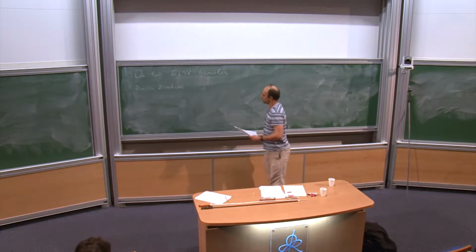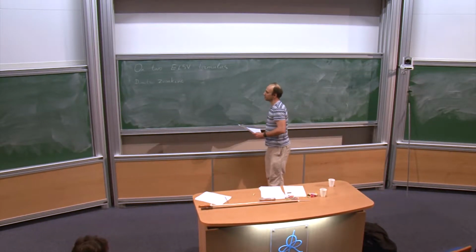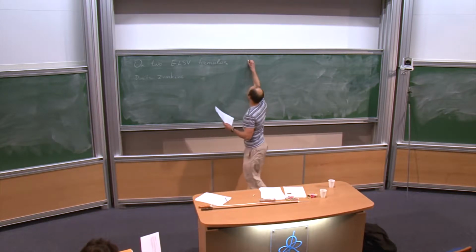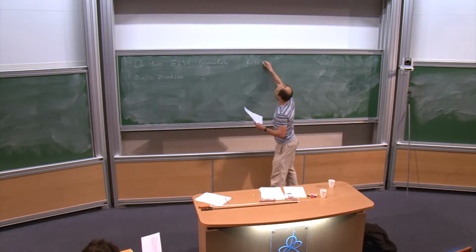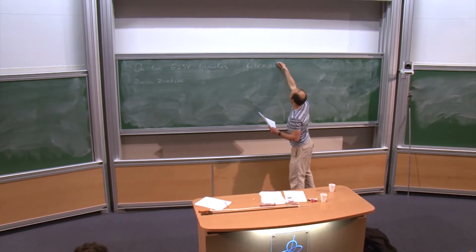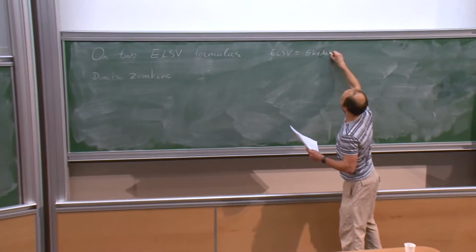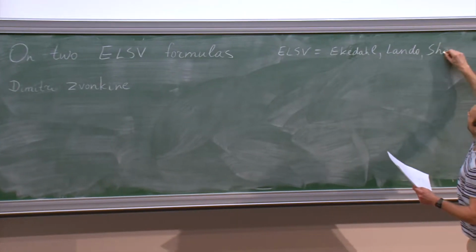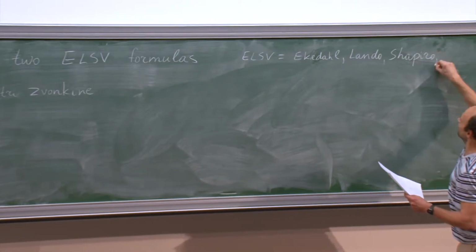So I will start by writing the classical ELSV formula. ELSV stands for Ekedahl, Lando, Shapiro, and Vainshtein.